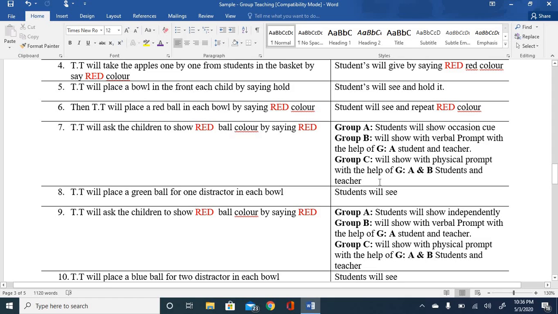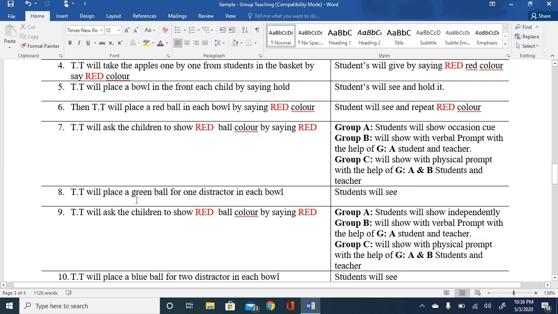That's why you have arranged the classroom. That's why you have found out the current level. The child's current level is physical prompt. The child's current level in group B is verbal prompt, and in the other group, occasional. So immediately the child will not become independent, right? So you have to come as per the current level.